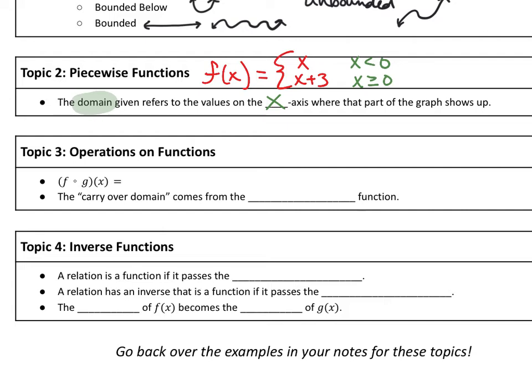So on the x values that are all less than 0, you would be following this rule, where the output is the same as the input. And anywhere further than 0, including 0, you're going to follow this rule, x plus 3.